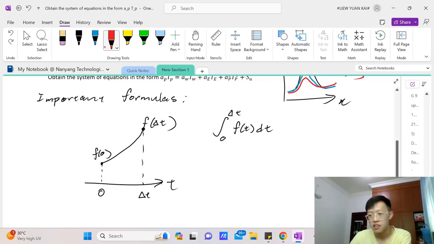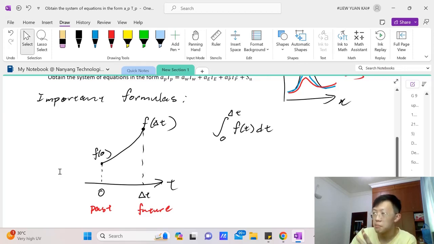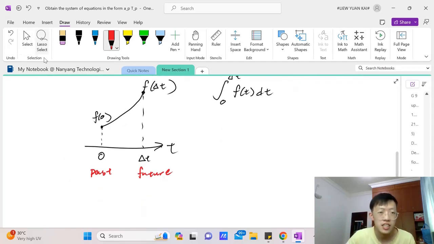But in a general case, we consider this to be the past, a past data in time. And then this would be a future data in time. A past and a future data. So usually past data are known because they happened and we can measure what they are. So this is a known value that we can measure.